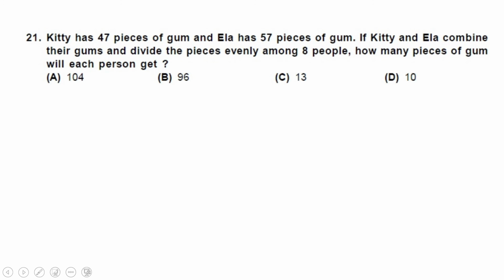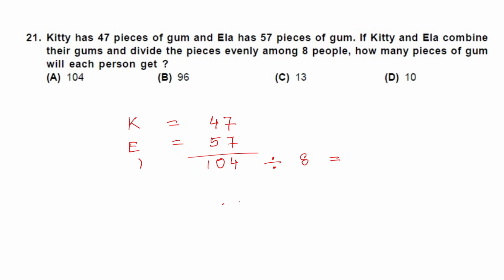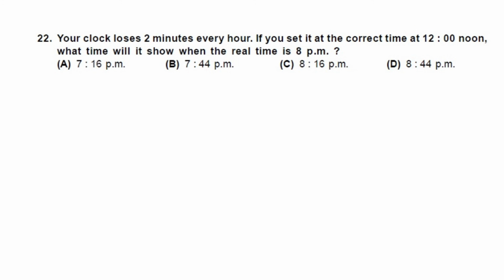So let's solve this. Here I have Kitty who has 47 pieces of gum and Ella who has 57. Let's quickly add them together and we will get 104 pieces of gum. Correct? Now this 104 pieces is divided by 8. So what will be the answer? Well, this is 13. So your answer is option C. This is how quickly you can solve these questions. Let's go to the next one.